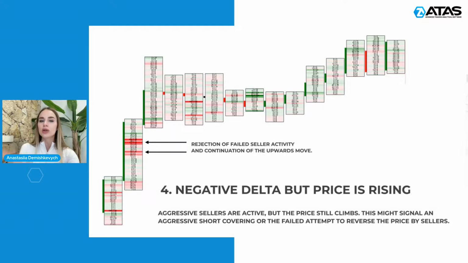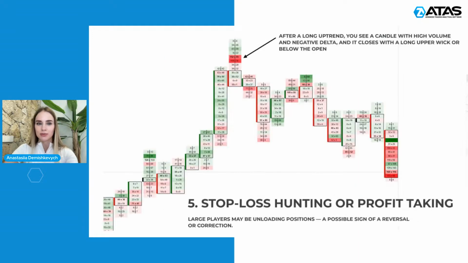And in this moment, you can already decide to enter buy by market order, for example, or buy limit order at this support for the continuation of the upwards momentum. Now we discussed four. There are two more situations that I want to talk about, and then we're going to move on to the live chart, and I'm going to show you some live examples.